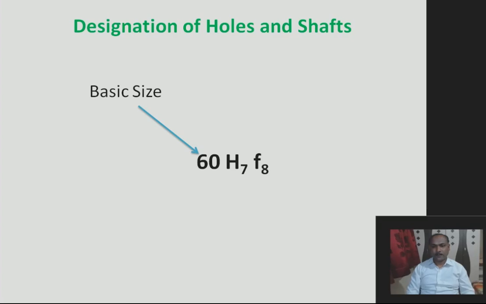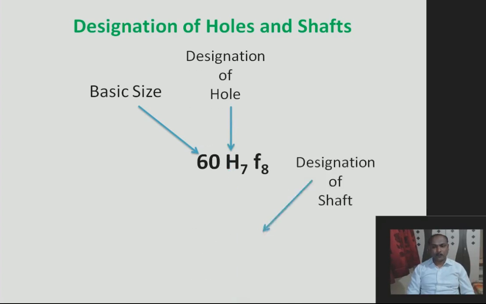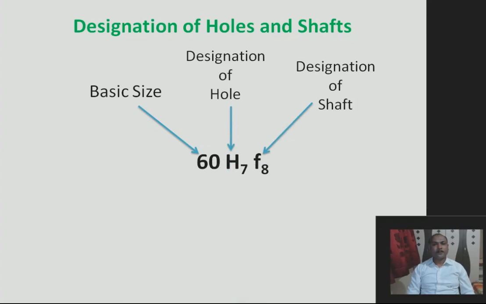The first number gives the basic size. Here in this example, 60 is the basic size, and this basic size is the same for hole and shaft. The basic size is derived from the design calculations, so it will be a single size. Then capital letters are used to designate a hole, so here capital H is the designation of the hole. Small letters are used to designate a shaft, so here small f designates the shaft.